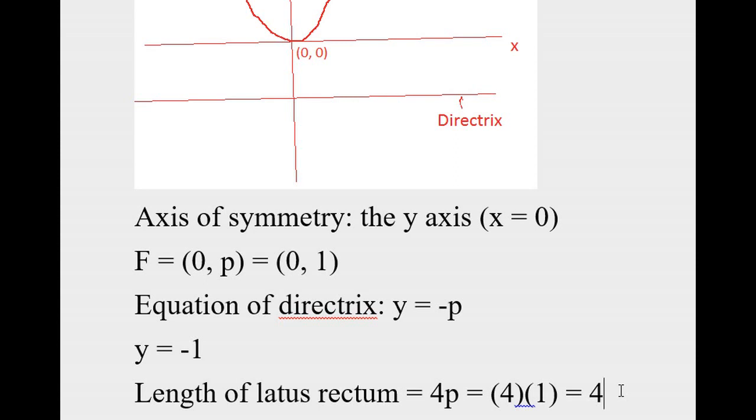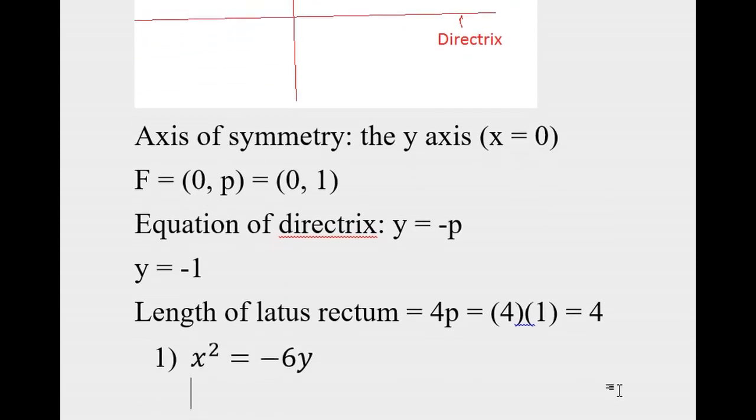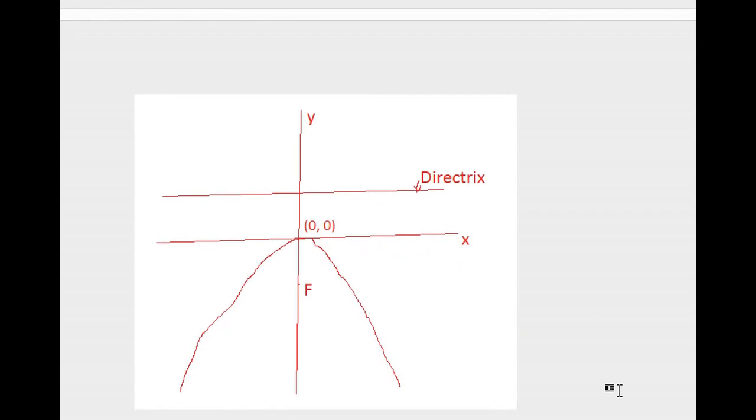Length of latus rectum, 4 times p. 4 times 1, which is equal to 4 units.